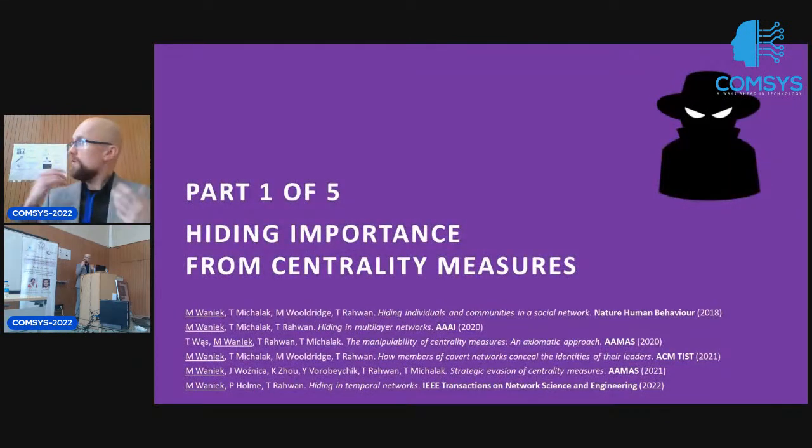Okay, so the first part of this talk will be about centrality measures. This will be the longest talk because we published the most research on it. So maybe I will use this opportunity to also introduce some different types of network structures, such as multi-layer networks and temporal networks.